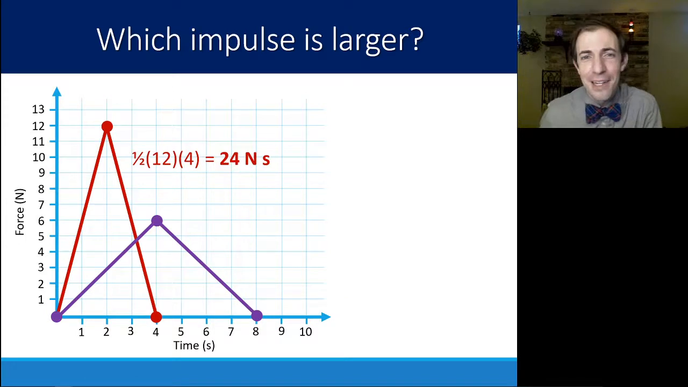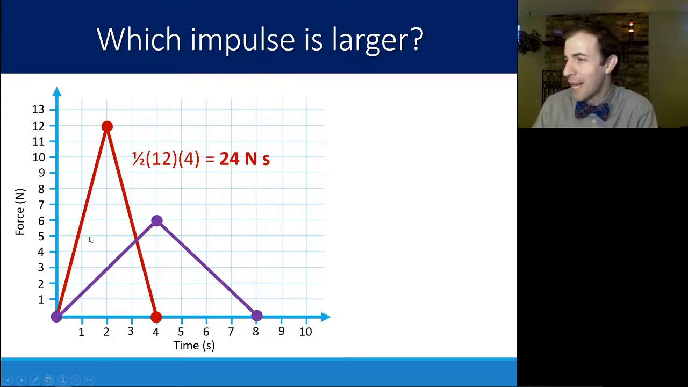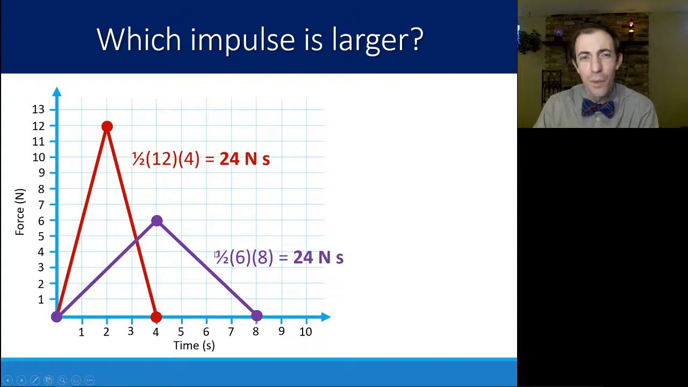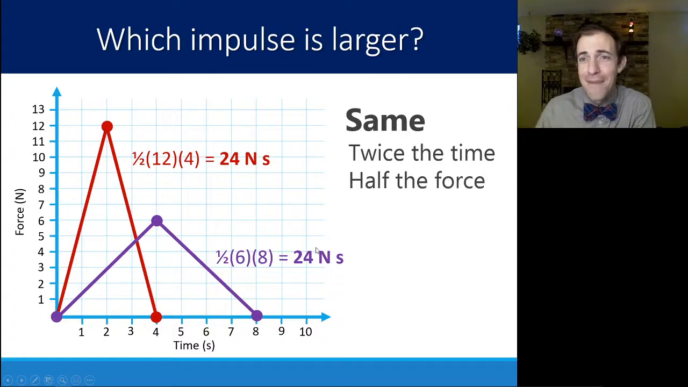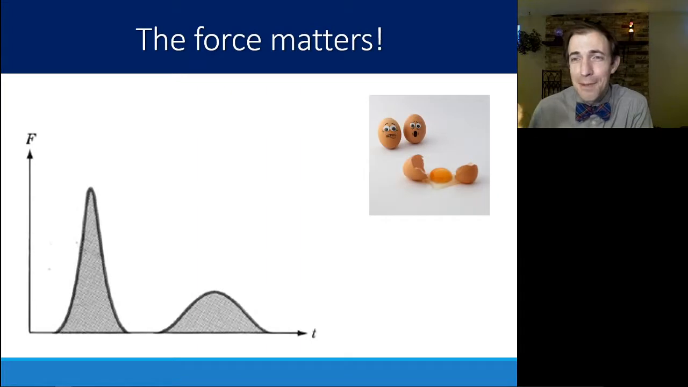But you'll find out here, if you do the math, 1/2 times the height here, 12, times the base 4 is 24 Newton seconds. 1/2 times 6 times 8 is also 24 Newton seconds. So it takes place over twice the time, but it's half the force, which means that they actually have the exact same impulse. Twice the time, half the force. But they don't experience the same thing. The result is the same. They were moving and then they come to a stop. The change in momentum there, the area is exactly the same.